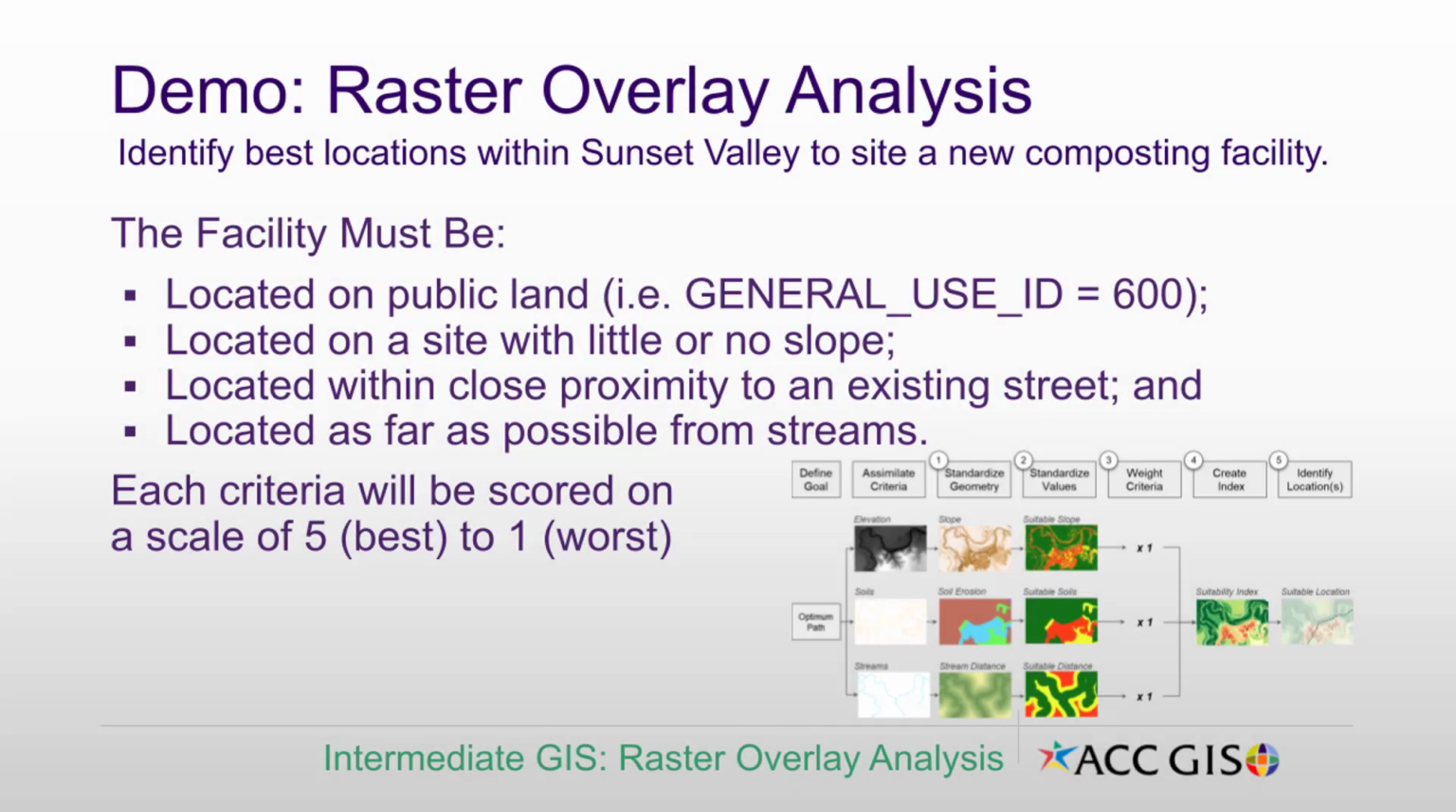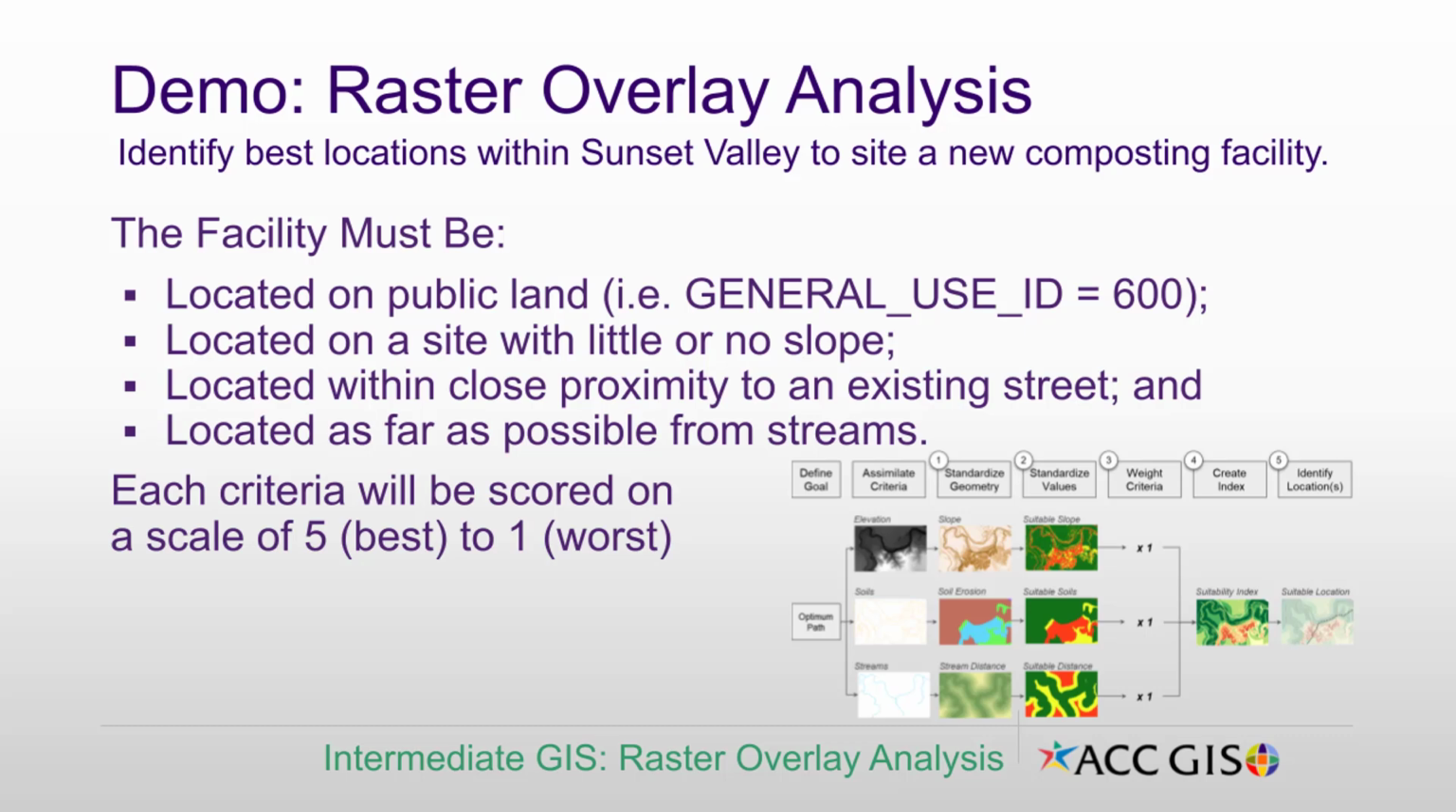For our raster overlay analysis demonstration, City of Sunset Valley officials have asked us to identify the best locations to site a new composting facility within the city limits. The facility must be located on public land, on a site with little or no slope, within close proximity to an existing street, and as far as possible from streams. And they've asked us to use a suitability scale where 5 is best and 1 is worst.